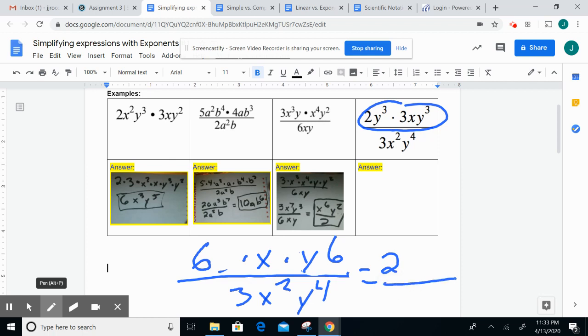Now we might have a top, we might have a bottom, we will see. Now there's only one x on the top and 2 x's on the bottom. So we will have an x on the bottom. Cancel 1 on the top and the bottom. If you do 1 minus 2, you get negative 1. That 1 is going to be on the bottom. And then 6 minus 4. Remember, when you're dividing, you subtract the exponents, so you have y squared.